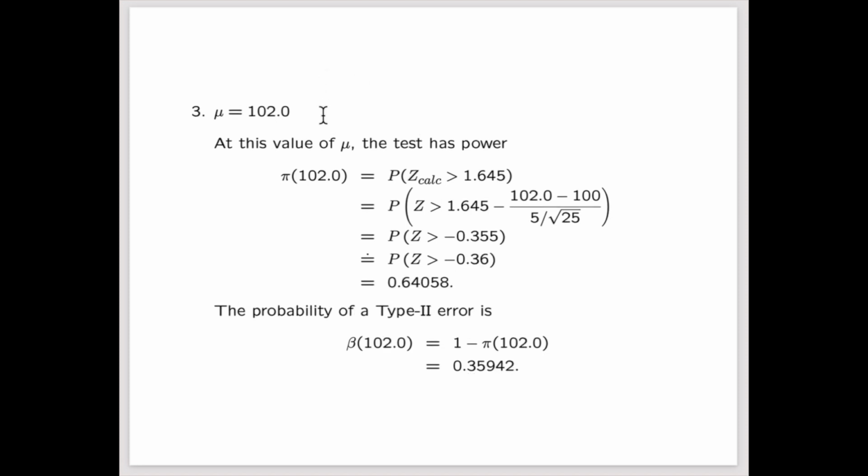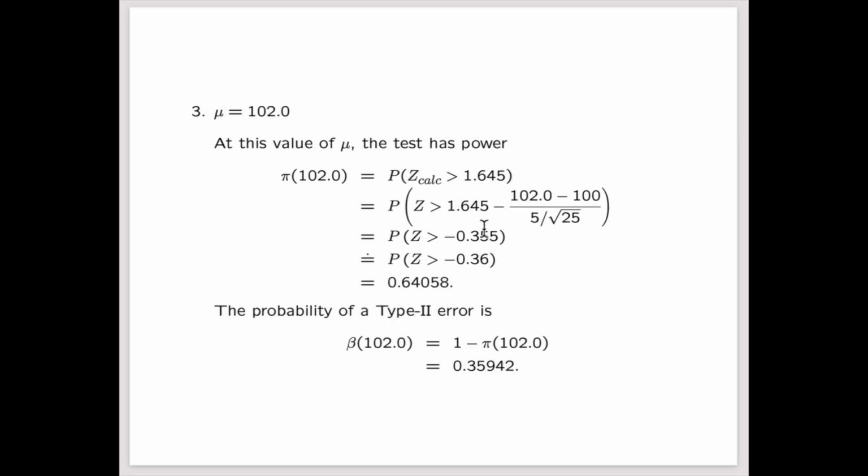And then finally, for mu equal to 102, we're going even a little bit further into that alternative hypothesis space. What would be the probability of correctly rejecting the null hypothesis? What would be the probability that we would get a hold of a sample that would lead us to reject that null hypothesis? Well, again, we evaluate the power function at that value of mu.